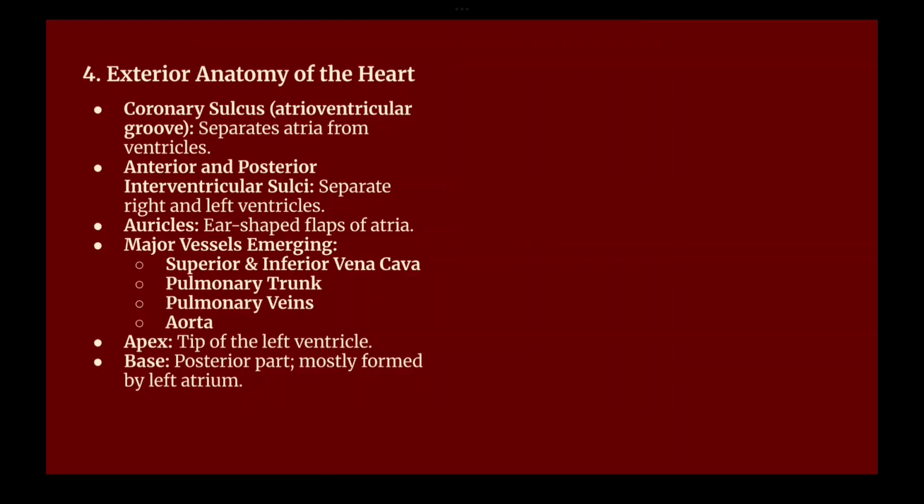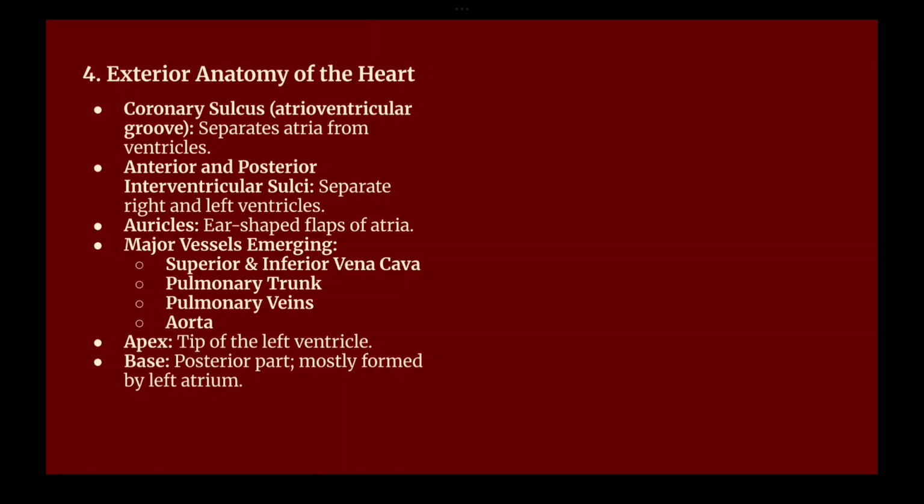Topic: exterior anatomy of the heart. Here, whatever structures are present on the heart or close to the heart, including the blood vessels, and the various structures and sulci present in the exterior anatomy of the heart will be seen.